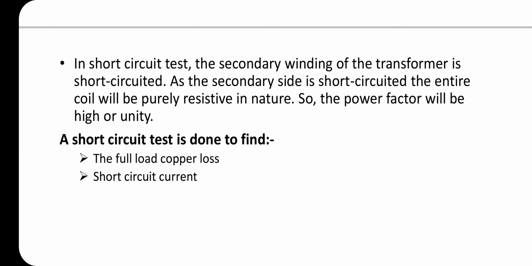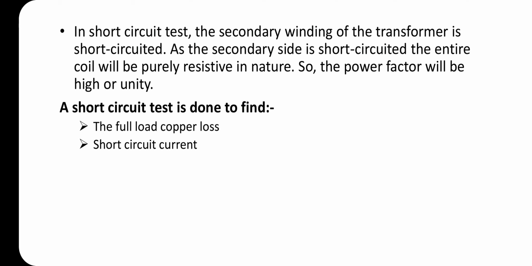In short circuit test, the secondary winding of the transformer is short circuited. As the secondary side is short circuited, the entire coil will be purely resistive in nature. So the power factor will be high or unity. A short circuit test is done to find the full load copper loss and short circuit current.